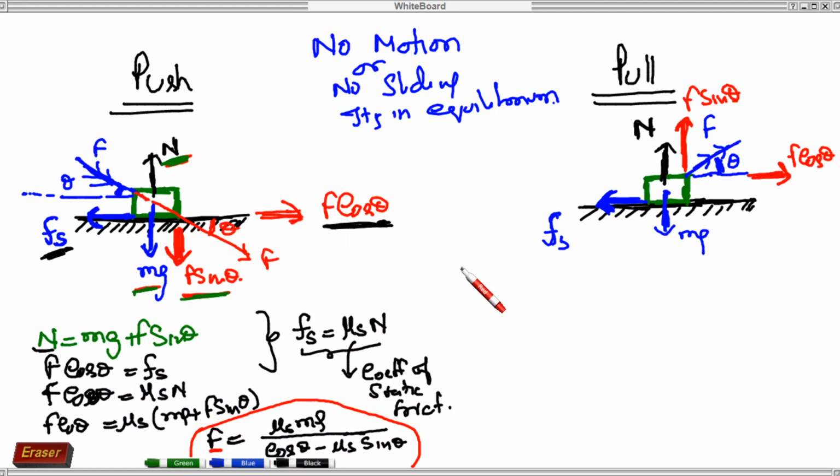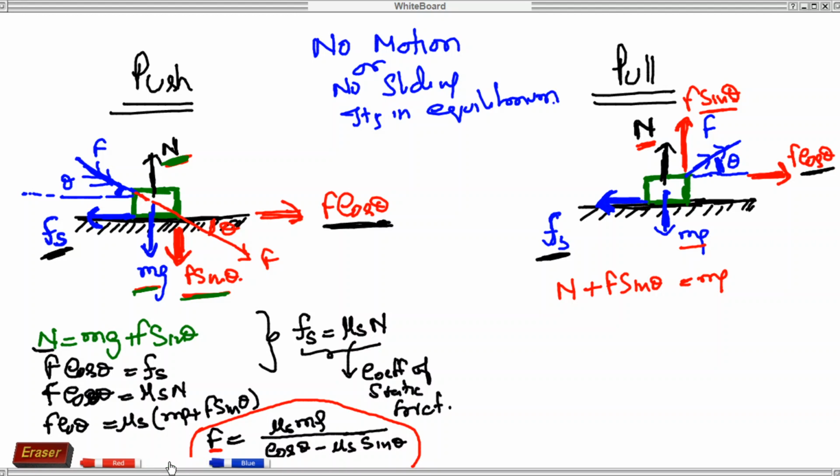And let's see the pull part. Here, the balanced forces are N and F sin theta. This F sin theta is upward, so it will be balanced by mg. So the equation will be N plus F sin theta is equal to mg. What about horizontal forces? This Fs will be balanced by F cos theta, so F cos theta is equal to Fs. And what Fs is? Same thing.